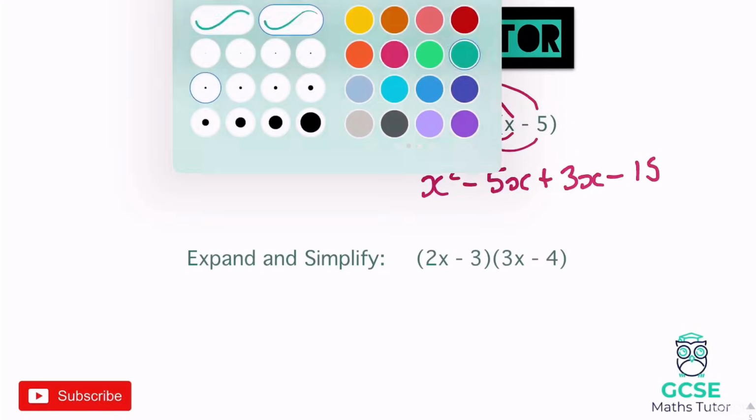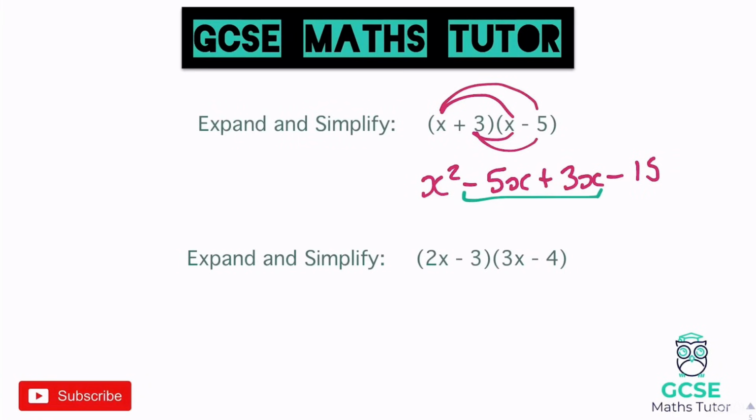And then again, we just need to tidy this up because we've got these two x pieces in the middle. So we've got x squared still at the start, but we've got negative 5x add 3x, which in total is negative 2x, negative 5 add 3, and then we've got the negative 15 at the end.